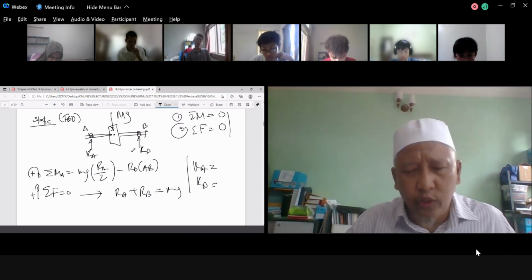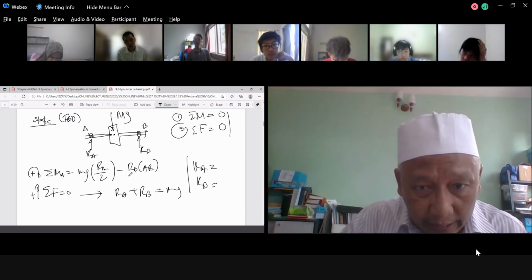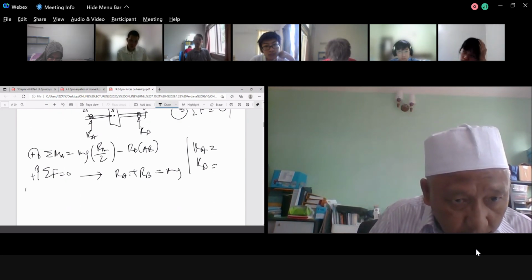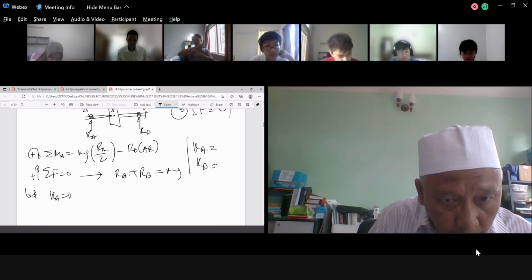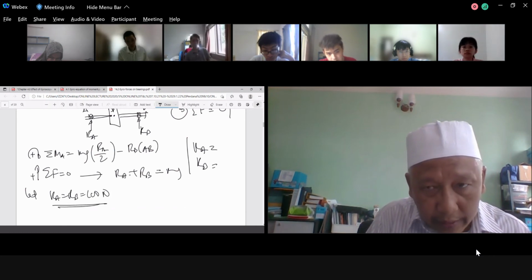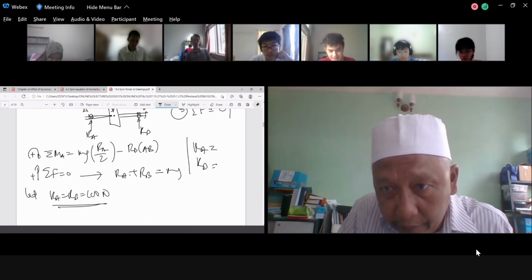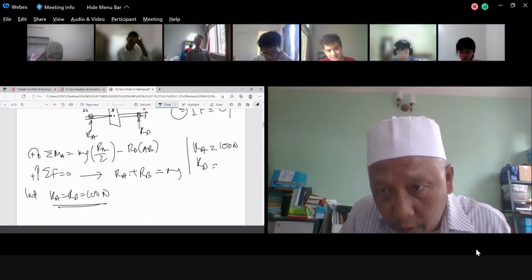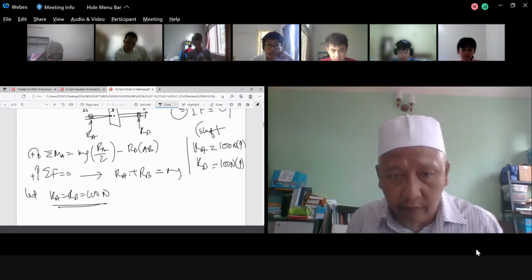Supposedly, I need to use a numerical, otherwise I can't tell. So now, supposing RA equal to RB equal to 100 Newton. Don't ask me where I get this from. Doesn't matter, just to put the numbers here. So you will have 100 Newton, and this one also 100 Newton. It simply means that this one is pointing upward, this one is also pointing upward. But remember, this one is on the shaft.